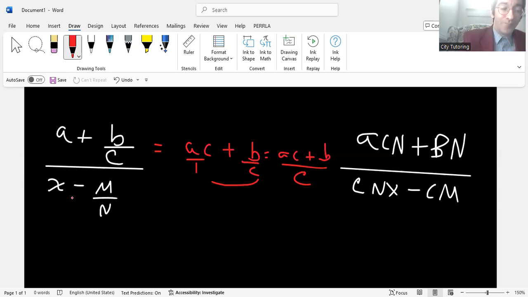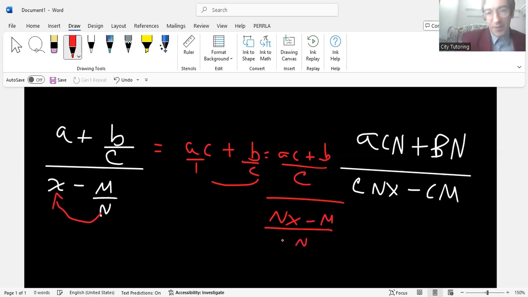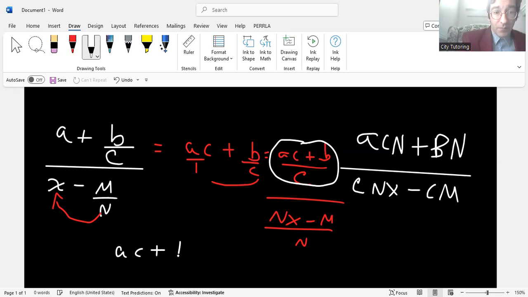So now you take the bottom, N times X. Well, N times X is NX, right? So this is divided by NX, and then you have minus here, so minus, instead of adding, minus M over N. And we could put that over N as well, because it's really NX over 1. So now you take this number here, AC plus B over C, and multiply by the reciprocal. The reciprocal of NX minus M over N is N over NX minus M.